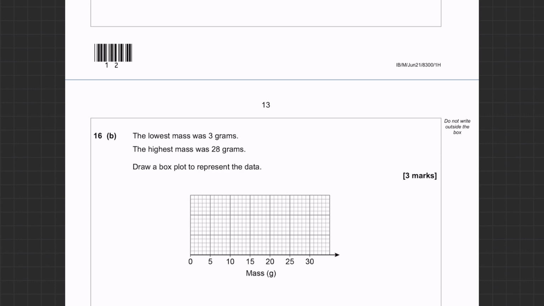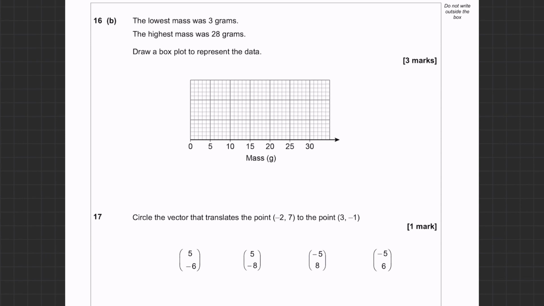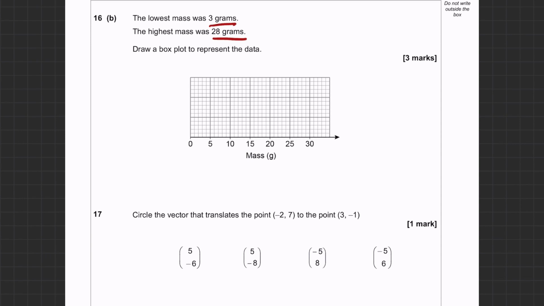Part B of this question, the lowest mass was 3 grams, the highest mass was 28 grams. Draw a box plot to represent the data. You may have heard this being called a box and whisker diagram. The first thing I'm going to do is draw these 2 points on the graph. So we've got 3 grams, which is here. Make sure I draw this with a ruler. And then we've got 28 grams, which is, we've got 25, 26, 27, 28, which is here.